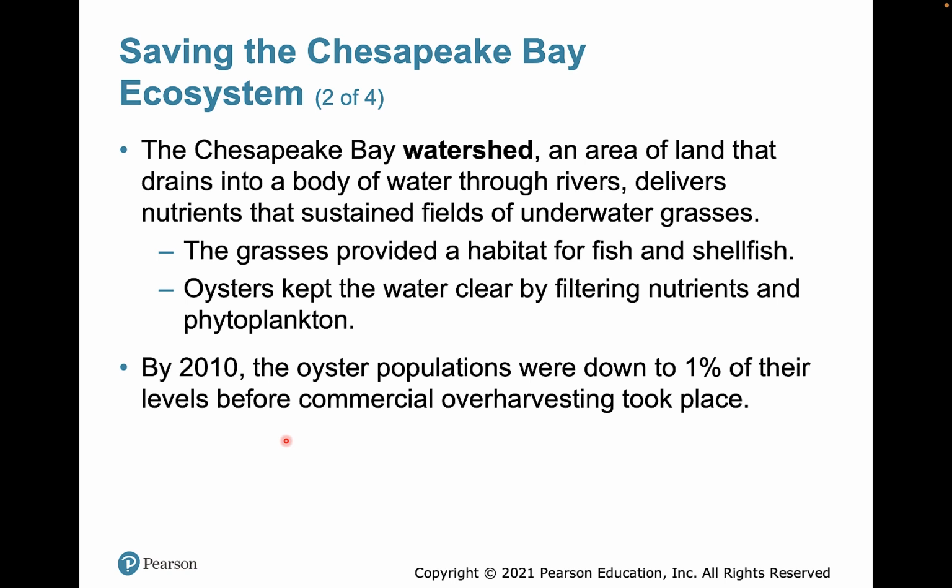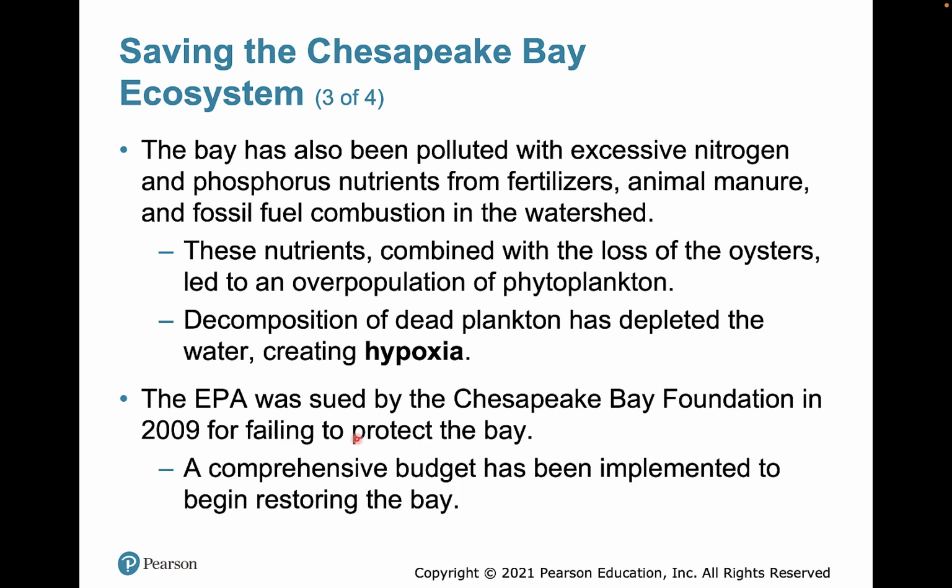So by 2010, the oyster population was down 99%. Now, a lot of people say, oh, that's got to be overharvesting, but it's more than overharvesting. It has to do with too many nutrients that make their way into the bay through fertilizers, manure, and fossil fuels. So the fertilizers and manure make their way from the surface down into the water. Fossil fuel combustion produces nitrogen gases that will then fall, as the result of combination with water in the atmosphere, into the body of water. And we're going to talk about how that happened.